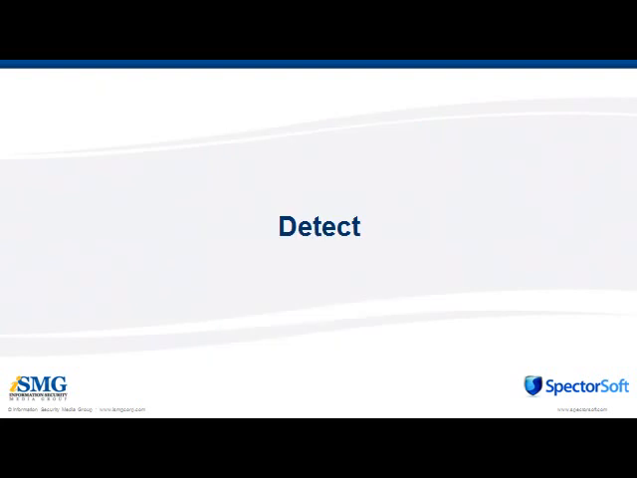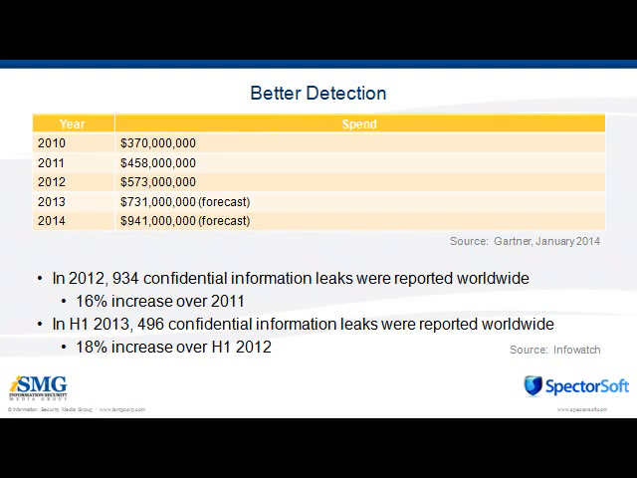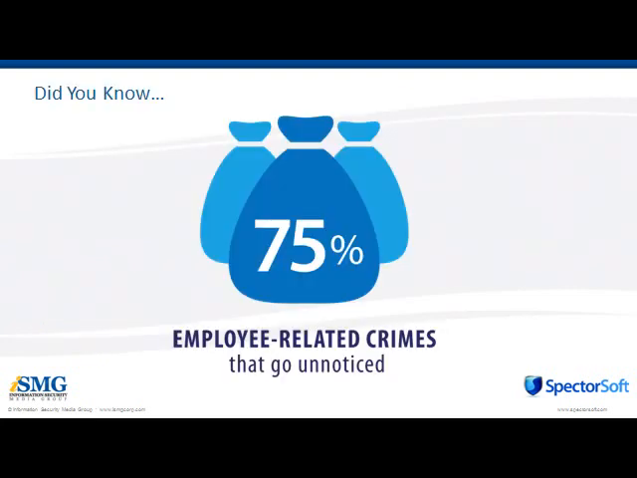So for those that decide they're willing to risk being caught, or just want to test to see if the deterrence measures are real, you need to be able to detect a threat as soon as possible. As you can see here, companies continue to spend more, but the number of leaks continues to grow. Detection is the quickest way to find and resolve an issue. One alarming stat is that we're not even seeing all of the crimes that are happening.